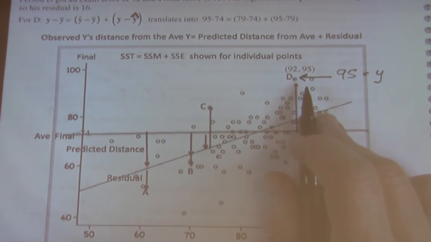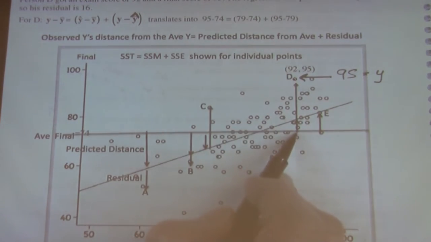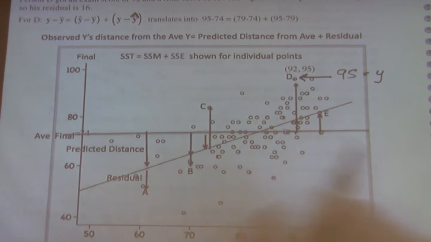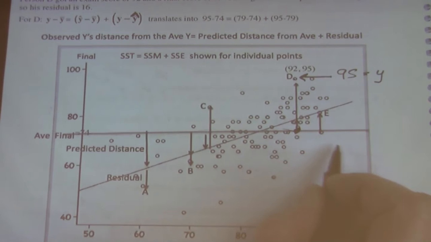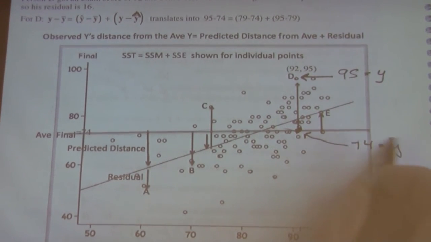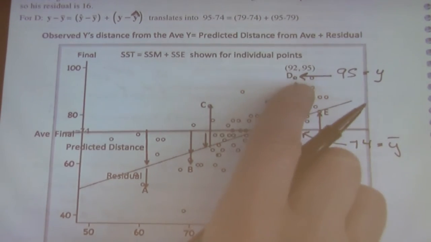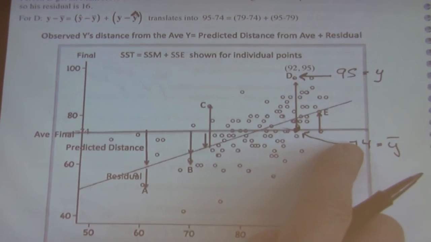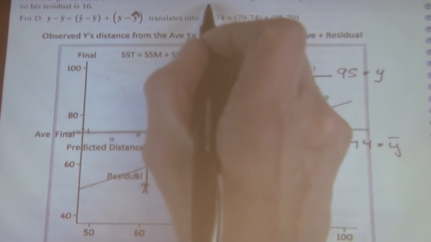And then we're saying this distance: we predict the average of everybody was 74. And right here is 74, and that's y bar. Okay, so if we just predicted the average for everybody, we'd be off by 95 minus 74. This is 21 right here. 95, that's 21.